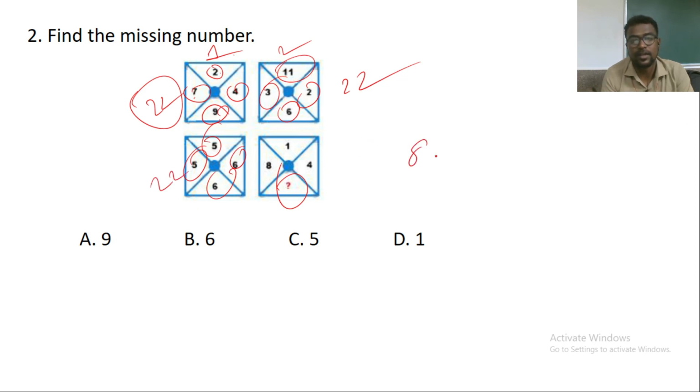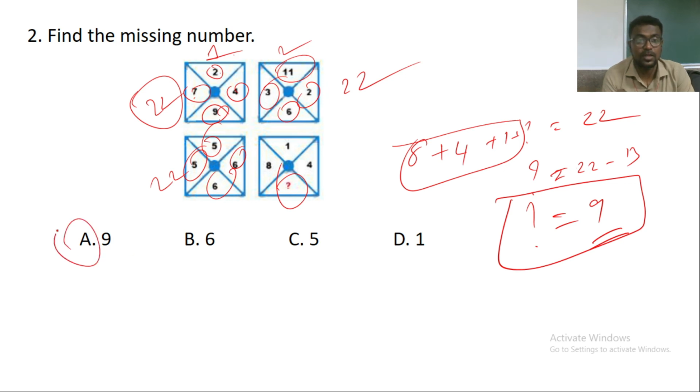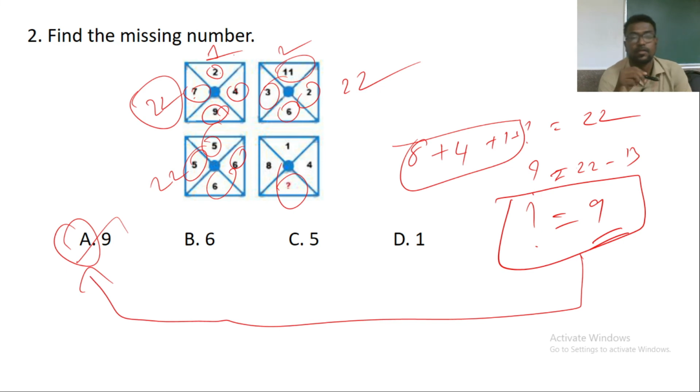Obviously we'll try to get an addition of 22. 22 minus 13, we have 7 over here and 2 over there, so the question mark will be replaced by the number 9, which is in option A. So the correct answer for this question is 9, in option A.